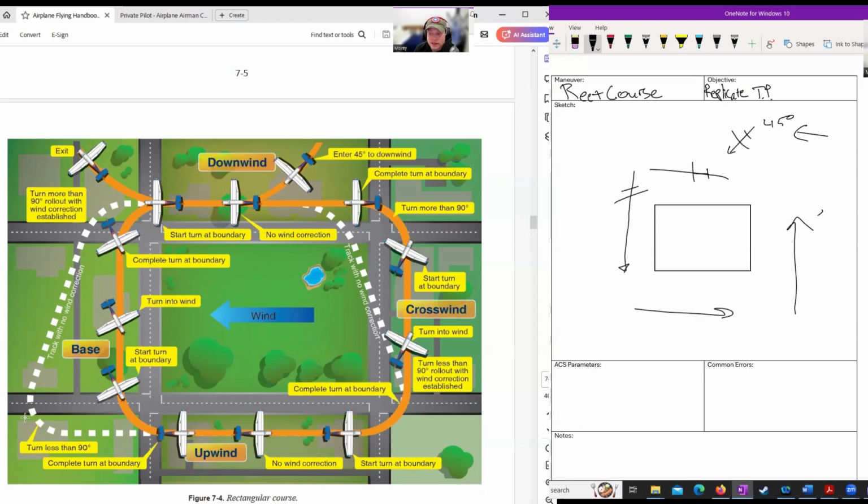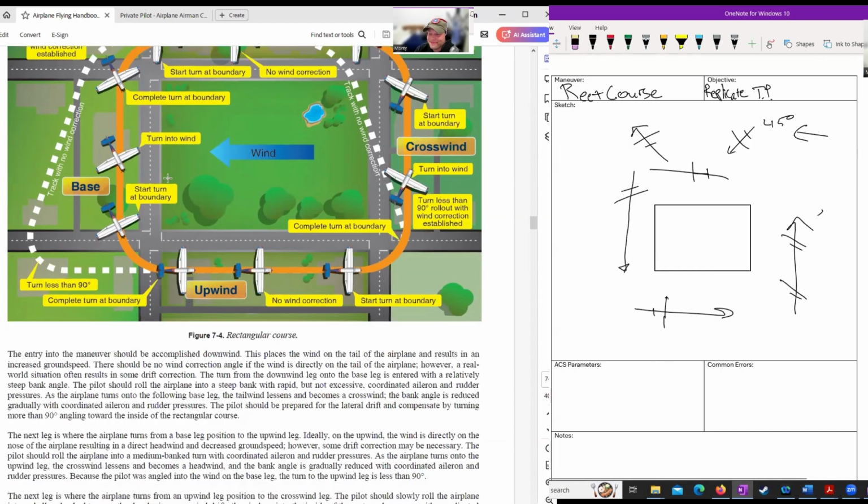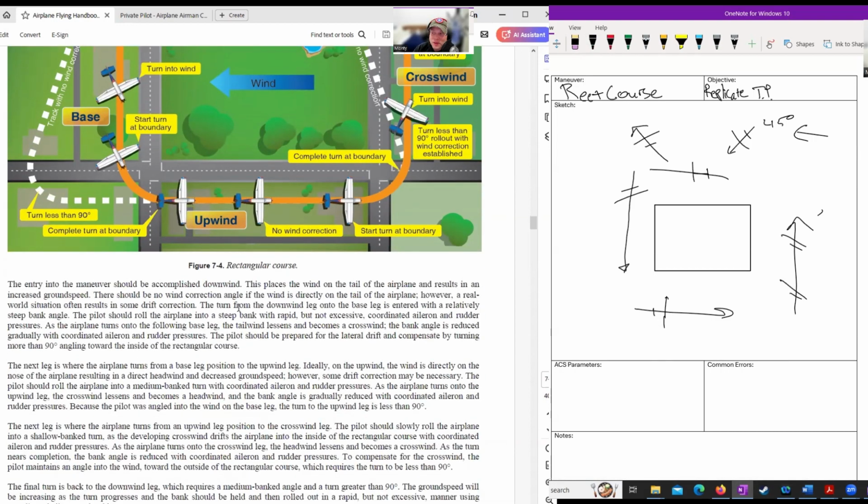You're going to start your turn here, turn less than 90 degrees. Start your turn at your boundary here, and complete your turn at the boundary. You should be upwind, not too much wind correction. Continue out, start your turn, and then correct into the wind again because it's going to push you toward it. So you're going to be crabbing, like a little crab. And then complete your turn, and then you can exit again out on the downwind like that. That's the idea. You can draw this, and you could probably do a better job than I do. I'm not an artist.